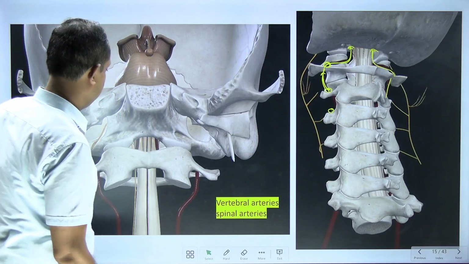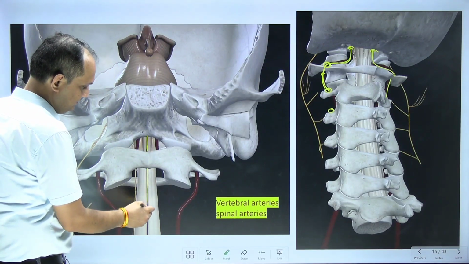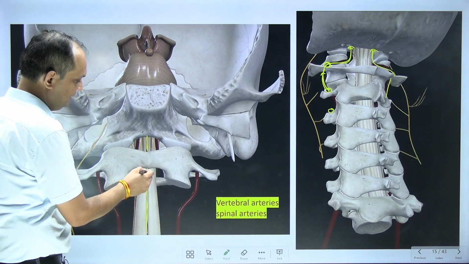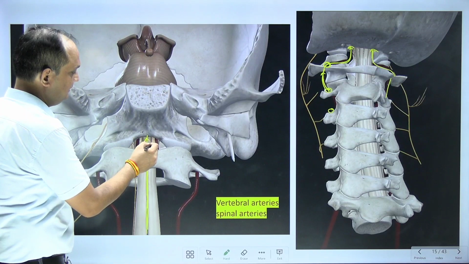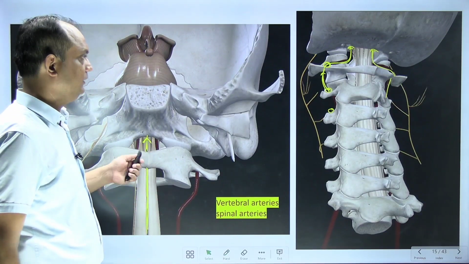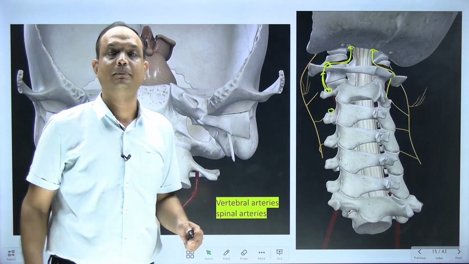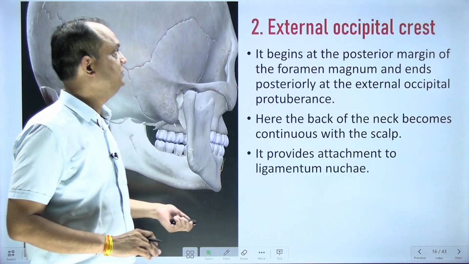Now apart from that, you can see that this is the anterior spinal artery. This anterior spinal artery runs along the anterior or ventral surface of your spinal cord, and then it also enters inside through this foramen magnum. Clear? So what are the structures that pass through the foramen magnum? You should divide them into the anterior part and posterior part.